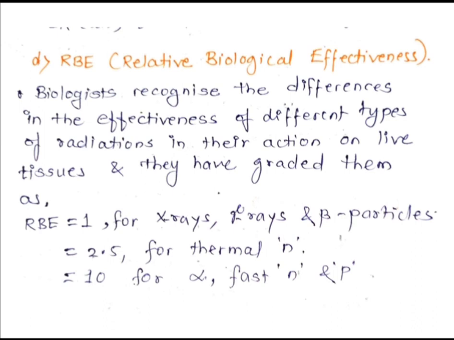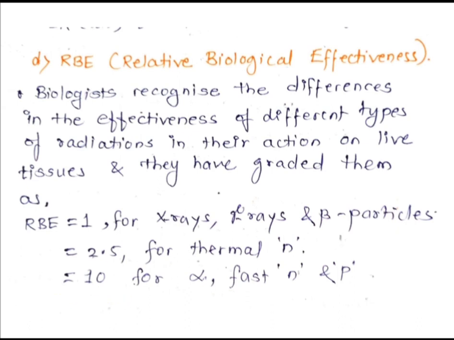When our body comes into contact with the neutrons, the RBE value, or the relative biological effectiveness, will be 2.5. And when the alpha particles or the fast neutrons or the protons come in contact with our body, then the relative biological effectiveness value, that is RBE, will be 10.